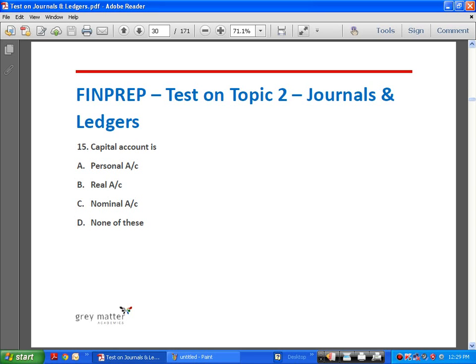Capital account. Capital means the amount of cash or contribution other than cash which is brought in by the proprietor into the business. So capital account represents the money that the proprietor has brought in. Hence it is representing the person, that is, the proprietor. Hence capital account is a representative personal account.